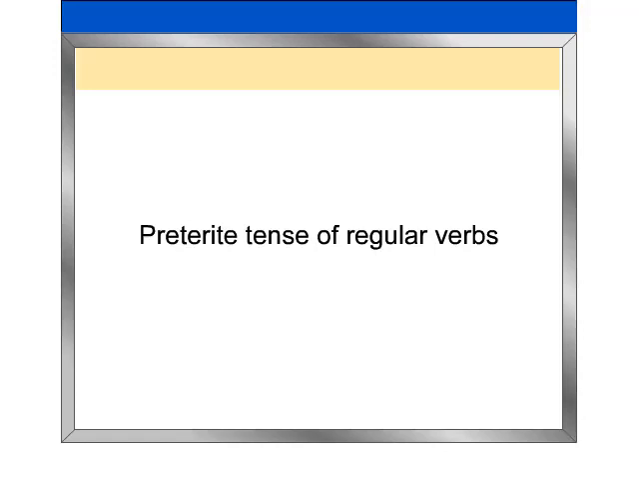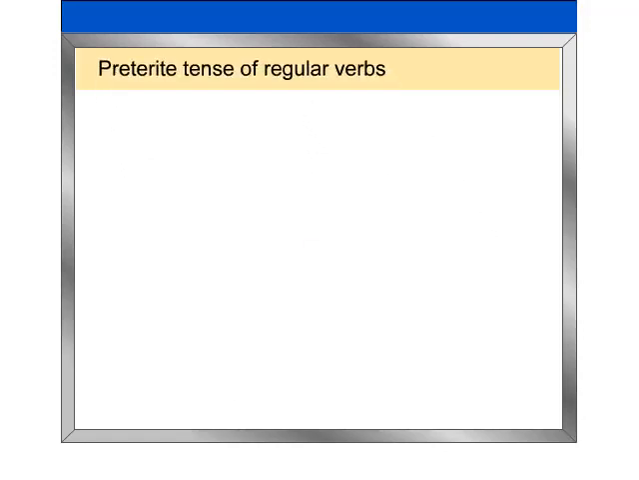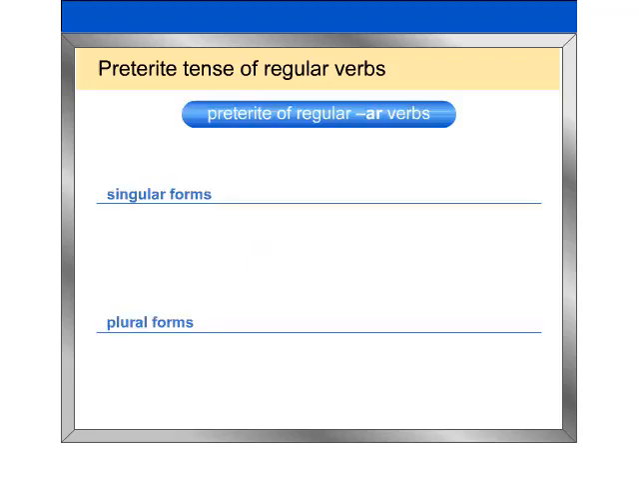Preterite tense of regular verbs. In order to talk about events in the past, Spanish uses two simple tenses, the preterite and the imperfect. We'll now learn how to form the preterite tense, which is used to express actions or states completed in the past. Let's see now how the preterite of regular AR verbs is formed.